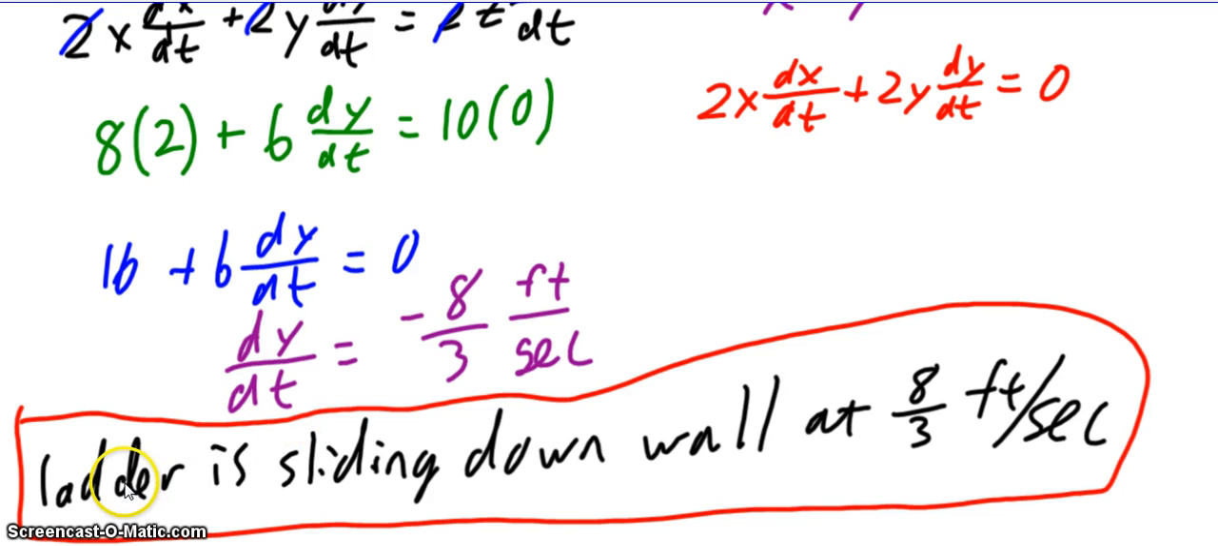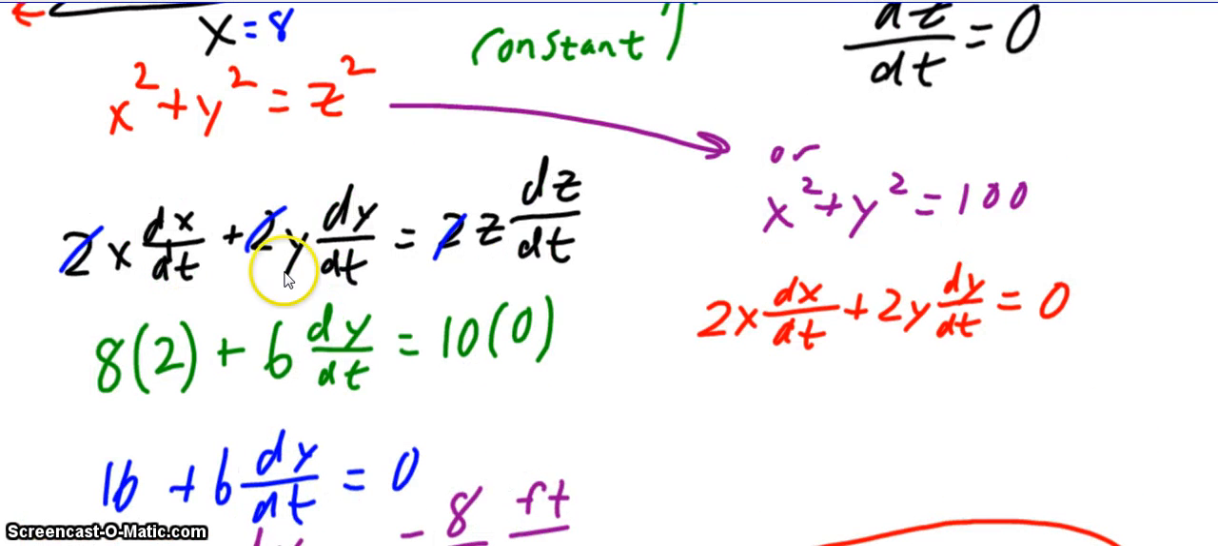Alright, so hopefully you ended up with the ladder is sliding down the wall at 8/3 feet per second. Because you got a value of dy/dt is negative 8/3 feet per second. And the negative is telling us that the ladder is going down the wall. So that's okay. But then when we answer in context, we say just that it is sliding down the wall at 8/3 feet per second, because context is important and we understand that. Correct. Good.